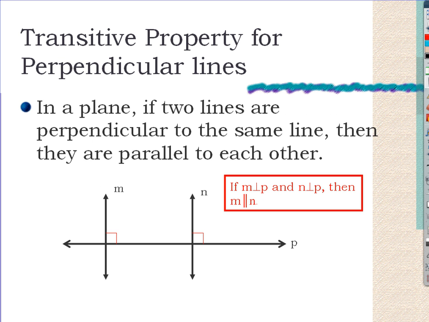Similar to that, we also get a transitive property for perpendicular lines, which just says that if we're in a plane, in a single plane, if two lines are perpendicular to the same line, then they must be parallel. Like, for example, here, line M is perpendicular to line P, and line N is perpendicular to that same line P. And so as long as we're drawing these on a single board or in a single plane, then M and N have to be parallel. Okay?